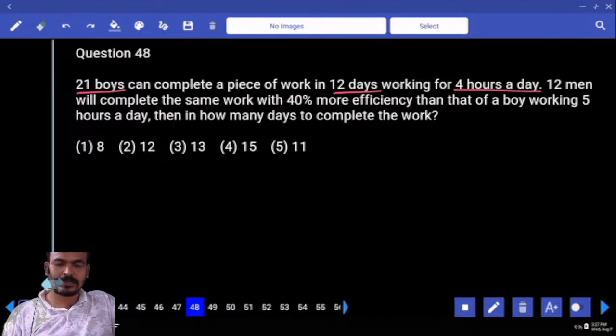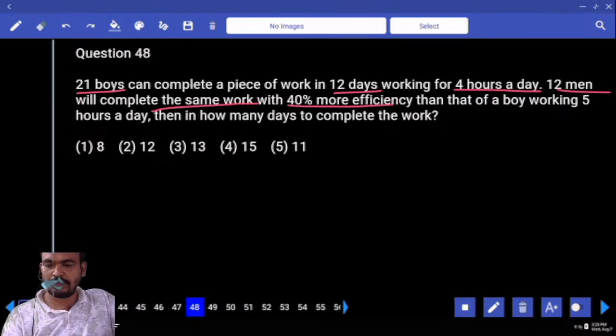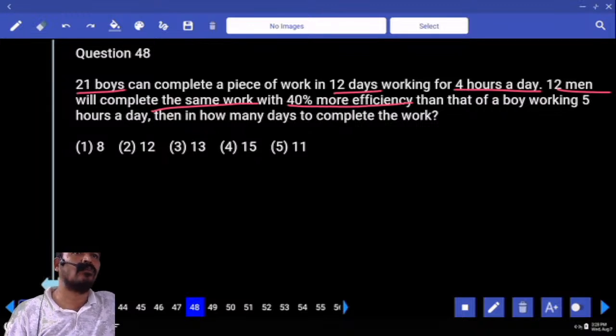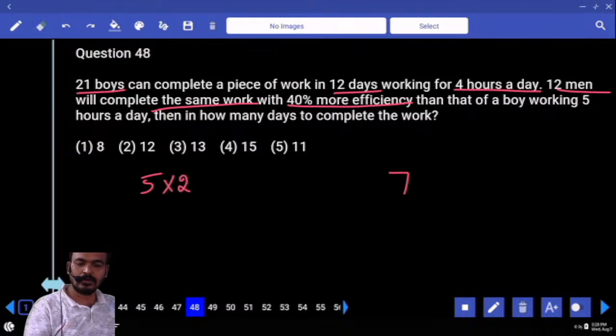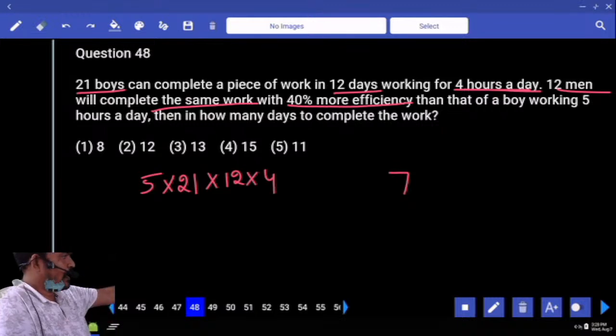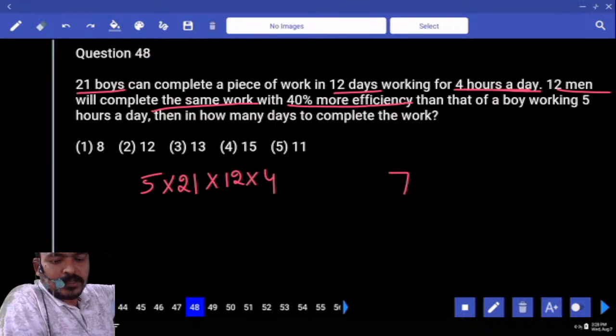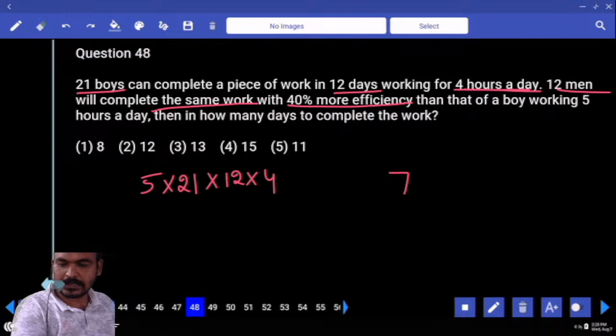4 hours. But next time, 12 men complete the same work or different work? Same work. But with 40% more efficiency or less efficient? More efficiency. Suppose boys efficiency we consider 5 parts, then men efficiency 7 parts. Okay. First case, how many boys are working? 21 boys. How many days? 12 days. Per day, how many hours? 4 hours. 5 means efficiency, 21 means number of boys, 12 means days, 4 means hours. M1, D1, H1.